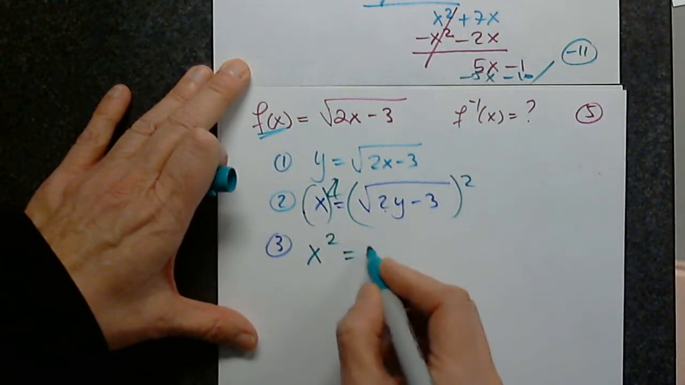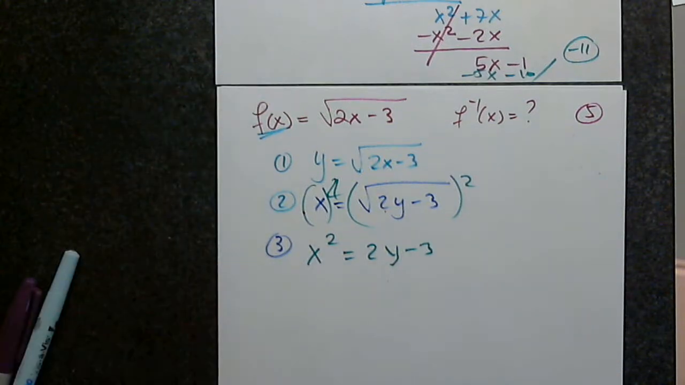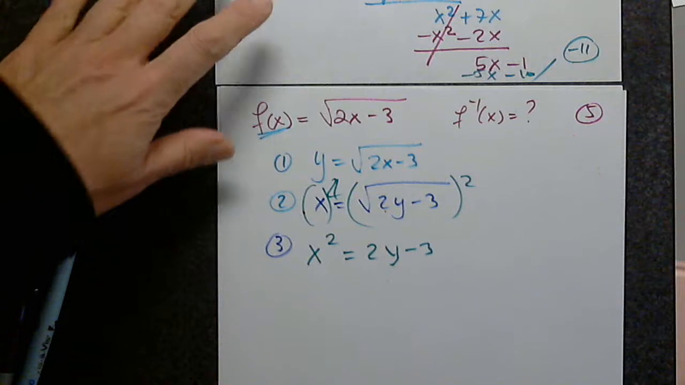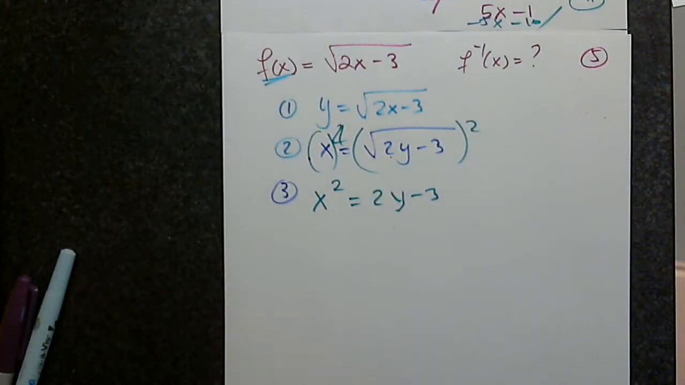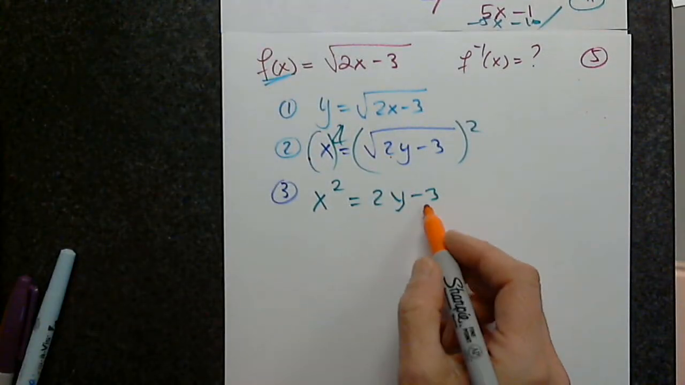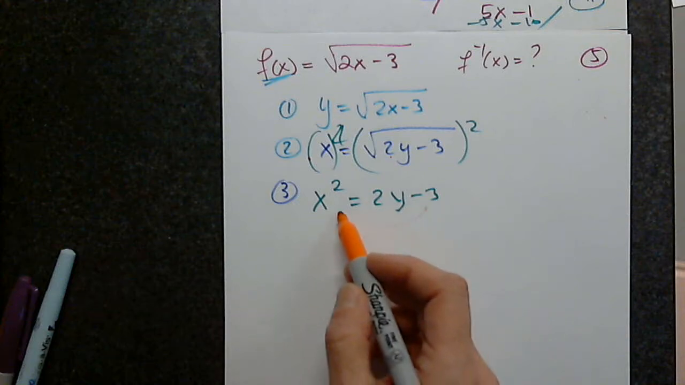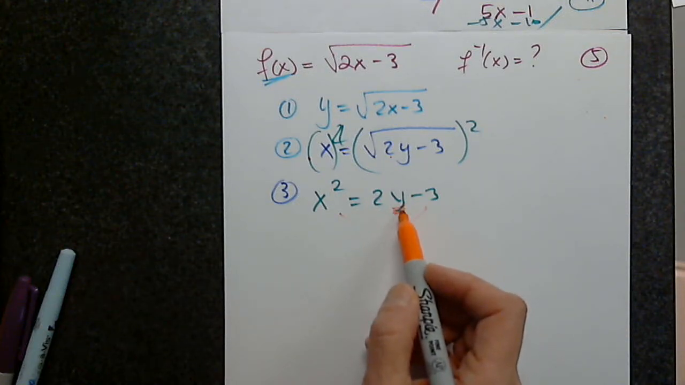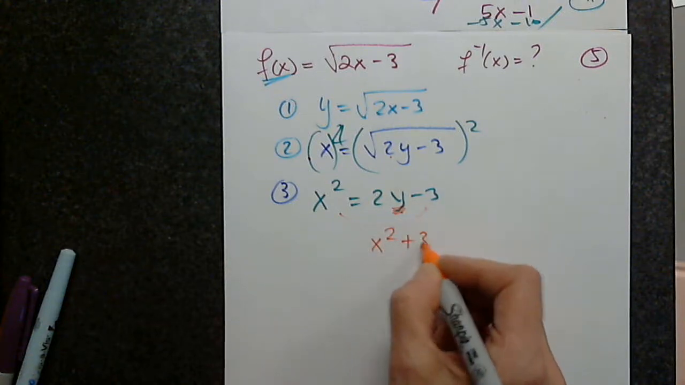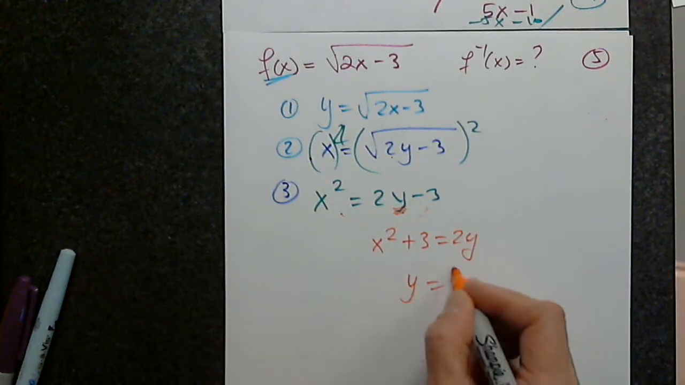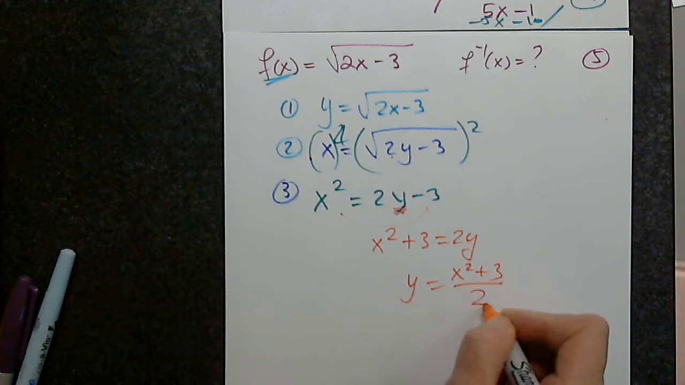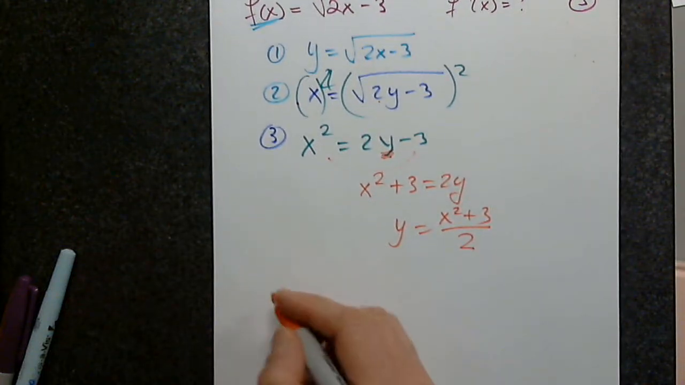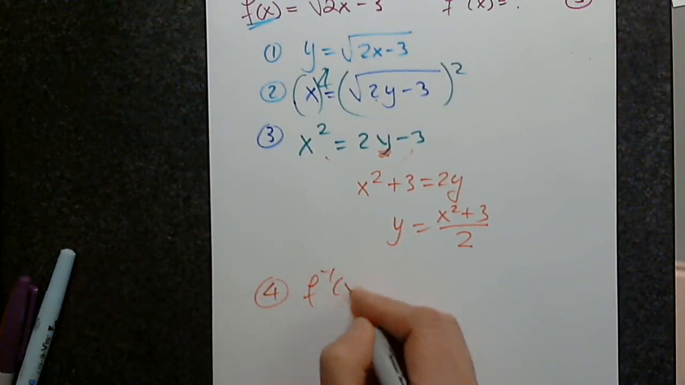So this is x squared equals 2y minus 3. Very good. Awesome. And now, so move 3 first, and then divide by 2. I'm solving for y. So x squared plus 3 equals 2y, and y equals x squared plus 3 divided by 2. And this is our f inverse.